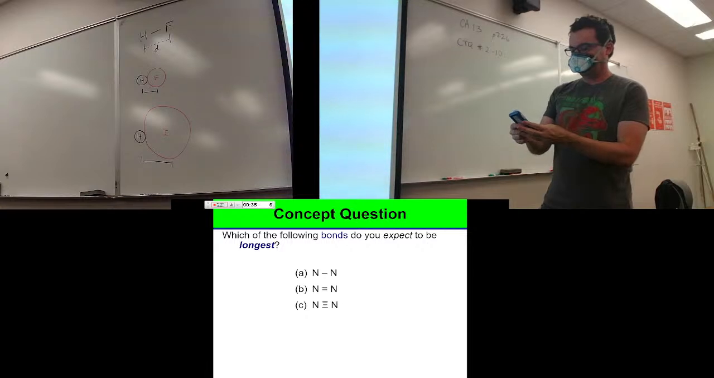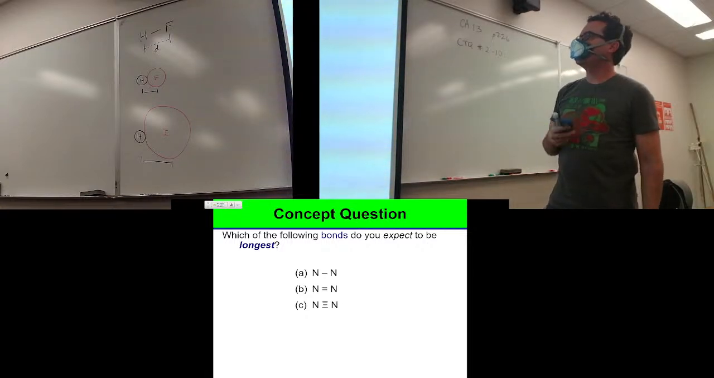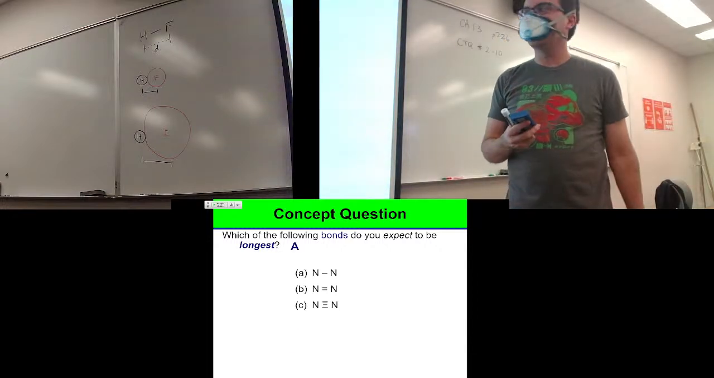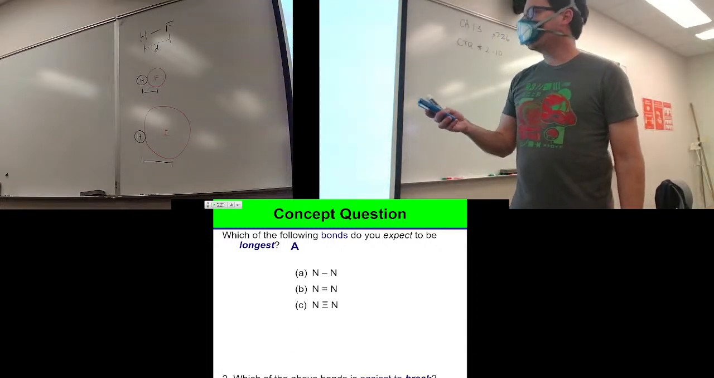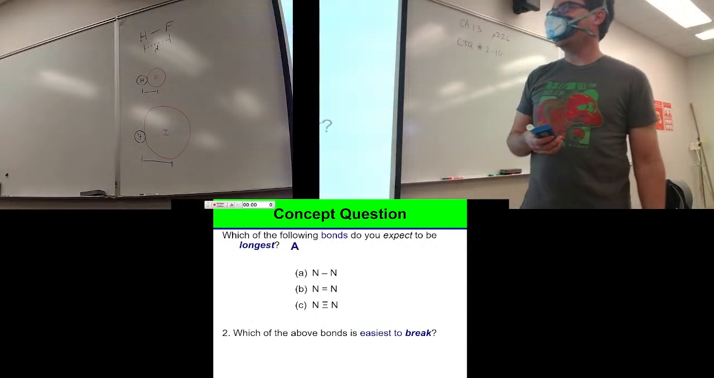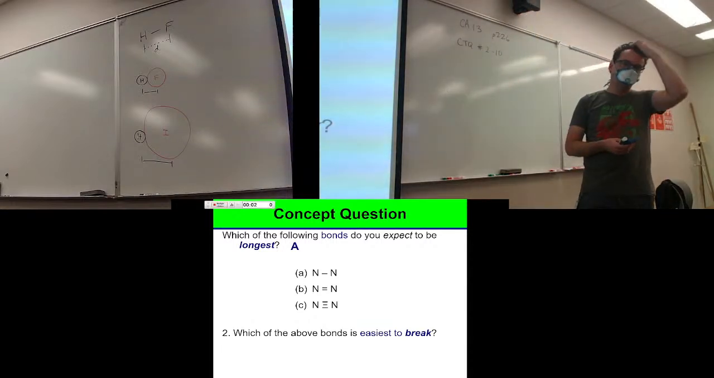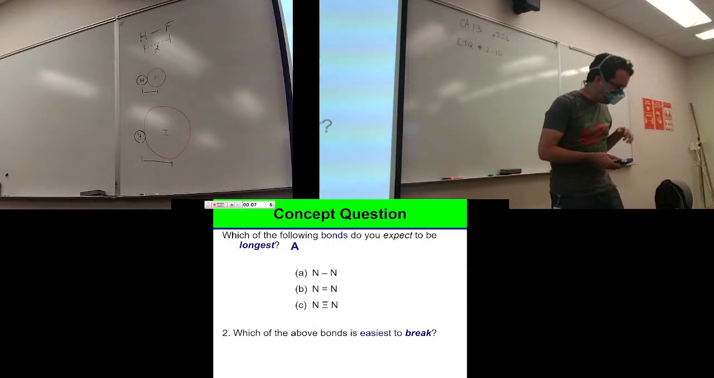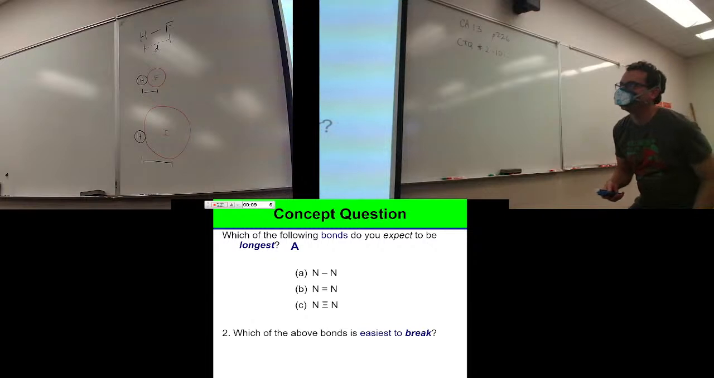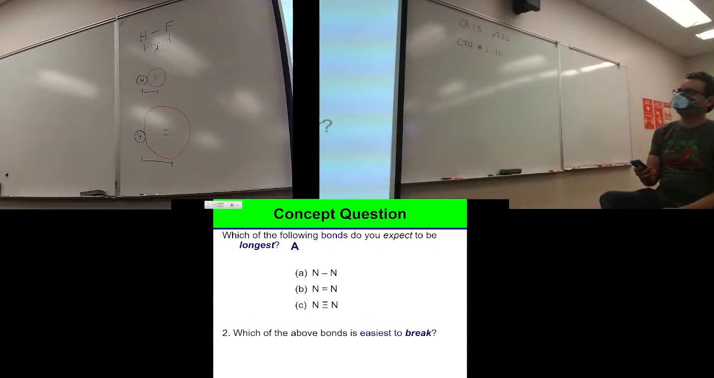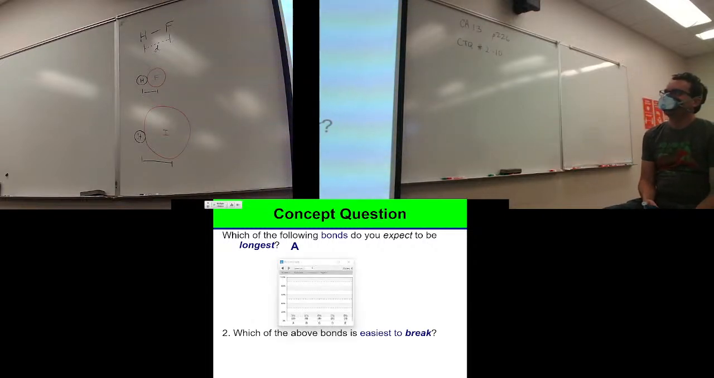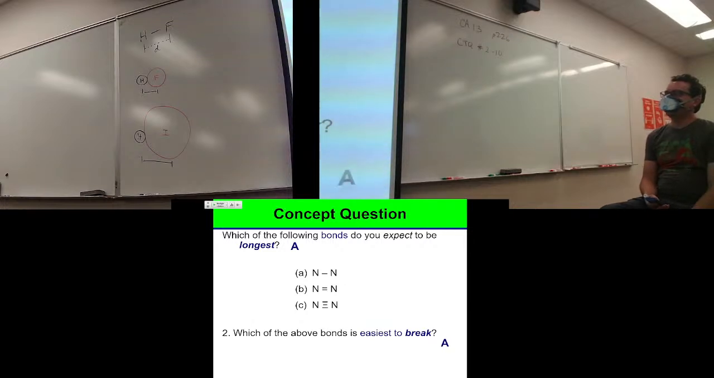Okay, sorry. So, longest bond. Excellent. Everybody knows it's the single bond. Next, which is easiest to break? Hopefully this is just as easy. All right, we've got answers. Somebody said C. So, it is going to be still A, all right?